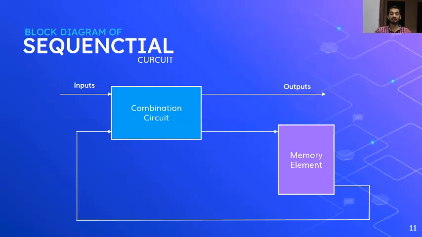As I said with the counter, if we give input 1, it goes to the memory element and is saved there. Whenever we give another input of 1, it gets the saved value 1 from the memory element and adds them, so it makes 2. Similarly, it goes from 1 to 9.